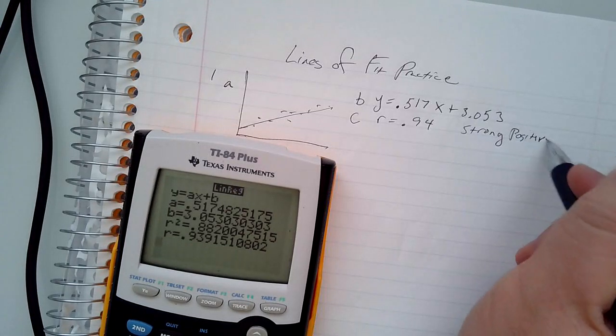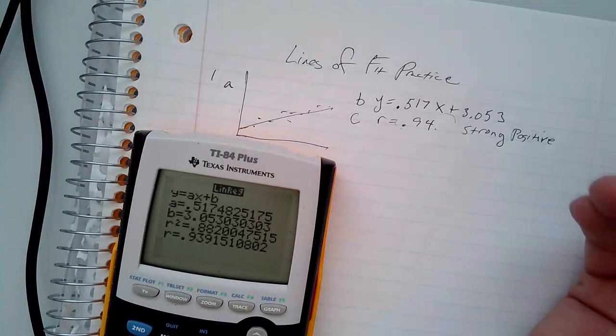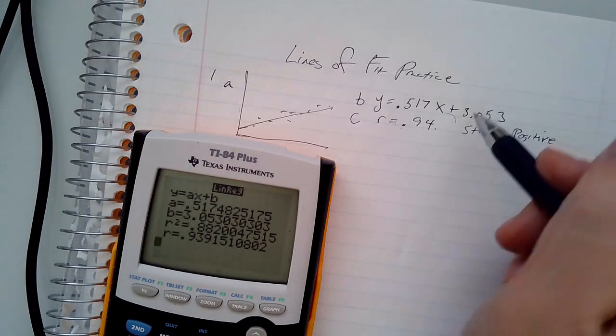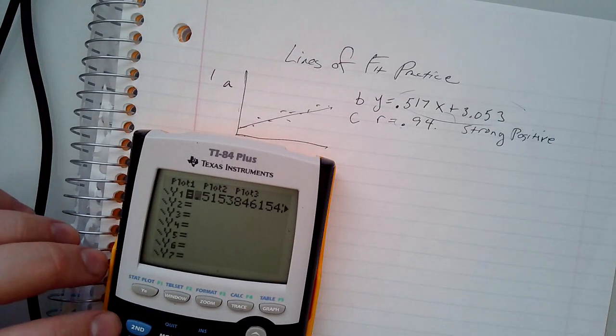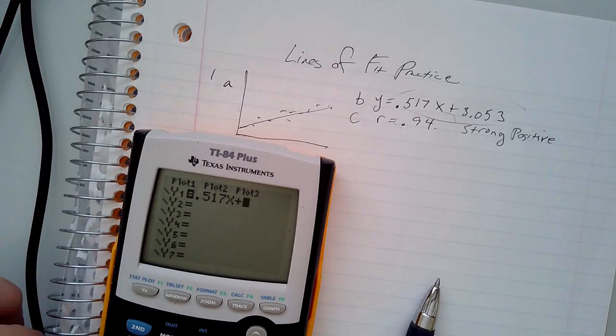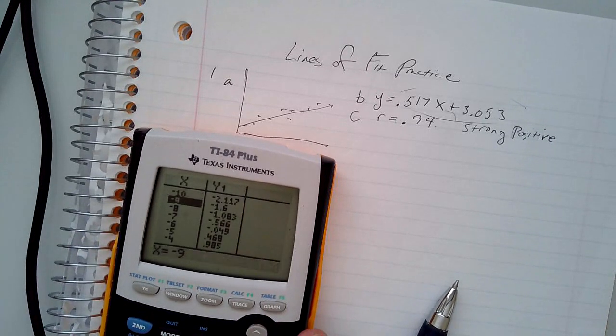Strong positive correlation coefficient. Remember, the closer it is to 1 or -1, the stronger it is. The closer it is to 0, the weaker it is. Okay. D, it says, if their profit continues along this trend line, predict whether Marty and Betty will reach their goal in the 30th month. So we're going to plug this equation into y equals 0.517x plus 3.053, and then table. We're going to go when it says their 30th month, so when x is 30.